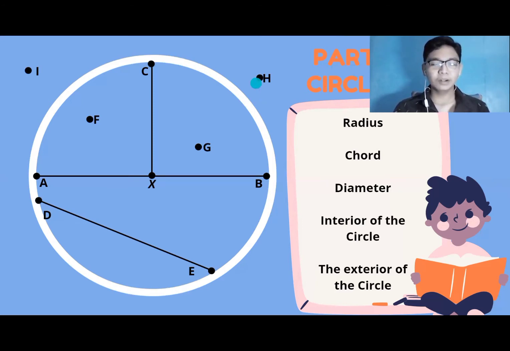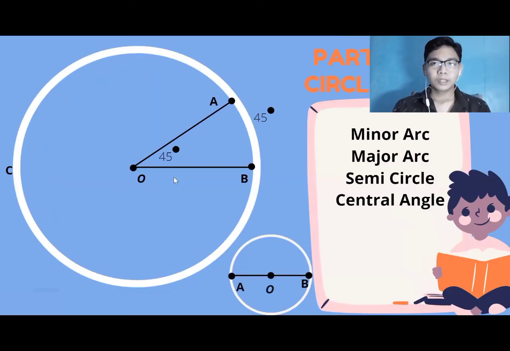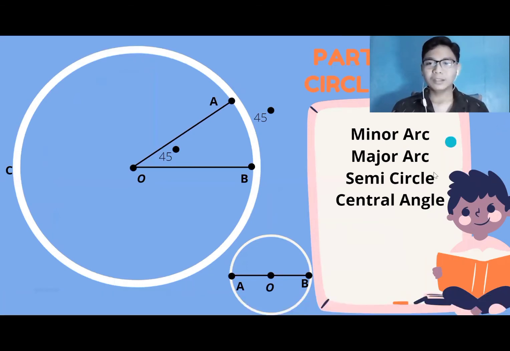Now let's move on to the second part of the circle. Here is part 2 of the parts of the circle. We have the minor arc, the major arc, the semicircle, and the central angle. Let's start first with the central angle. The central angle is here, angle O. Angle O is equal to 45 degrees. This is just an example. The central angle is not always the value of 45 degrees.